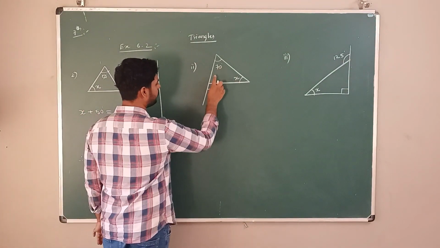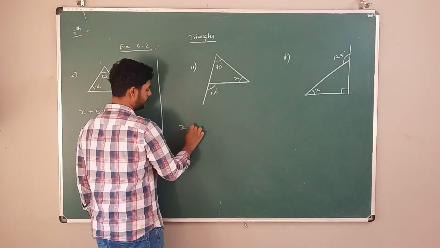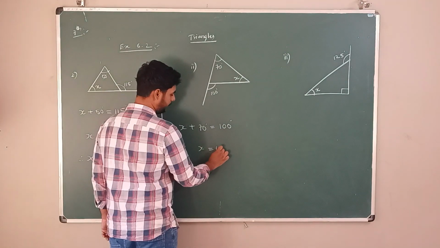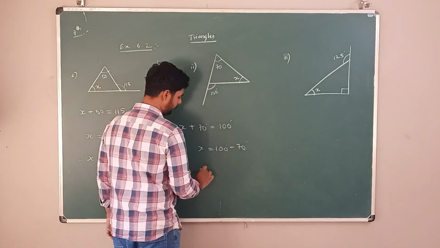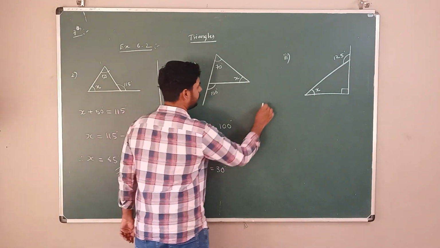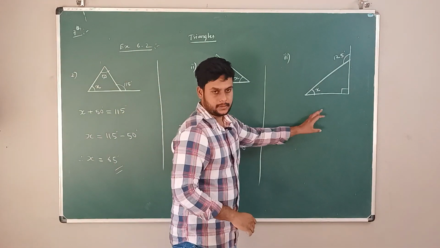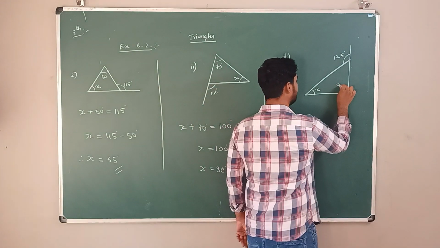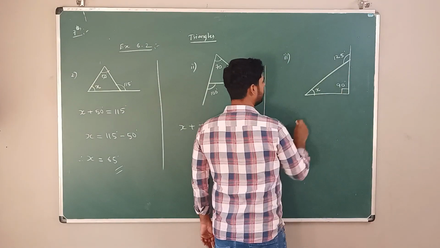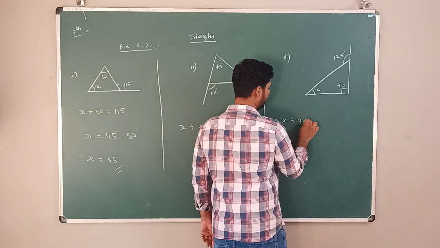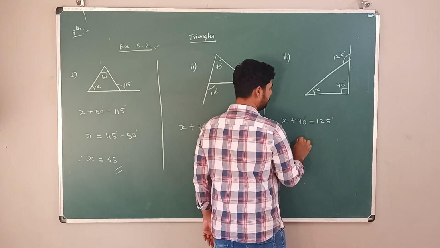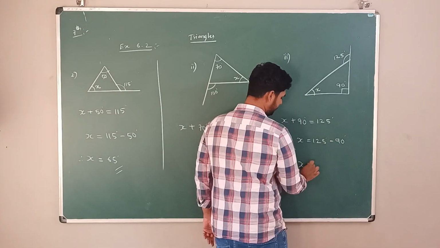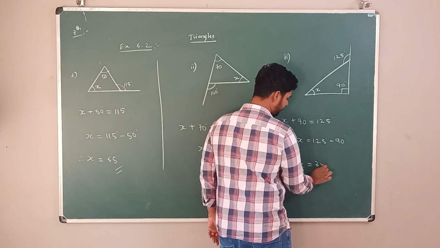Same here also. x plus 70 is equal to 100. So x plus 70 degree is equal to 100 degree. x is equal to 100 minus 70. x is equal to 30 degree. Last, this was the tricky question. Understand here. See here, whenever you have like this, this represents what? A 90 degree. So x plus 90 is equal to 125. x plus 90 degree is equal to 125. x is equal to 125 minus 90. x is equal to 35 degree. Easy?